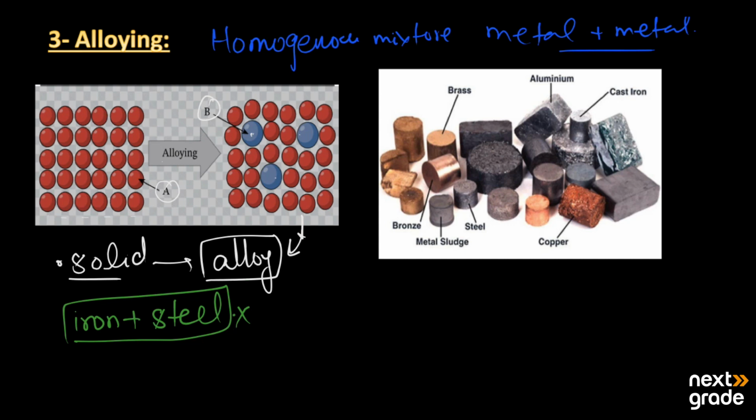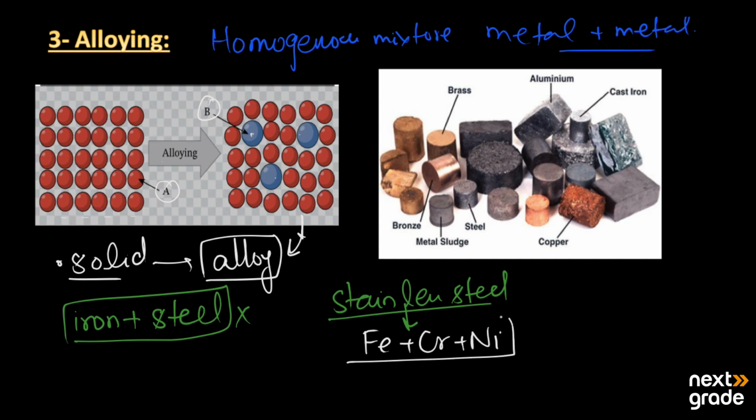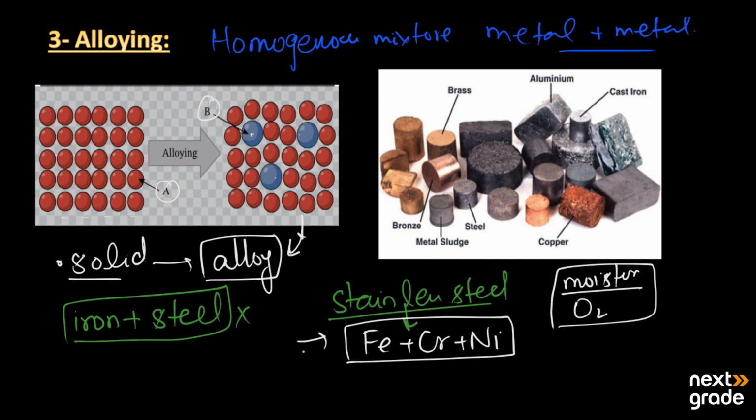And the best example of alloying is stainless steel. Stainless steel is basically an alloy, a good combination of three metals: iron, chromium, and nickel. It does not get corroded even when the environmental conditions are getting worse and worse, and it is not affected by the moisture and the oxygen that is present in air. In this way, we can also prevent metals from the process of corrosion by having their alloys.